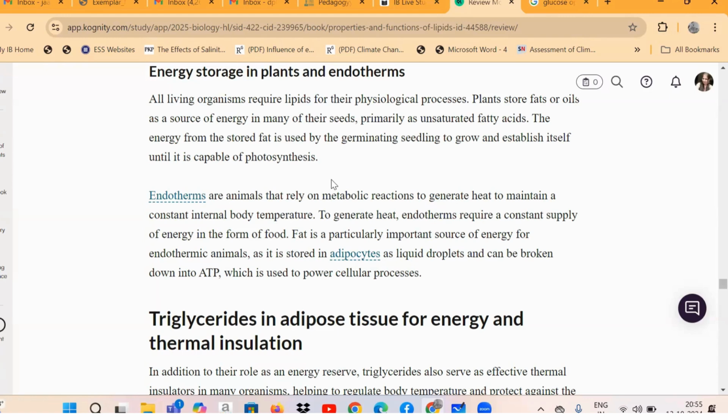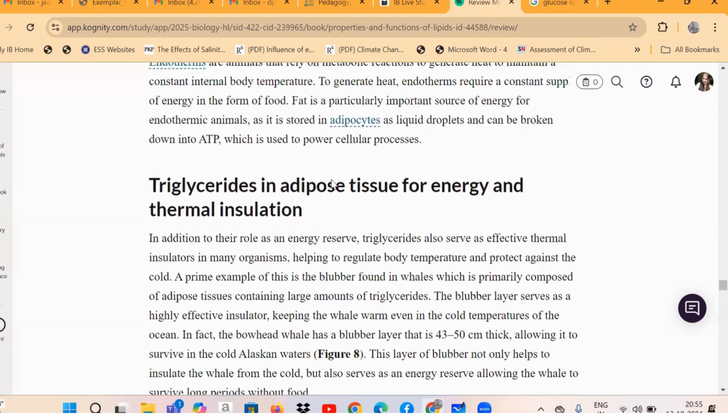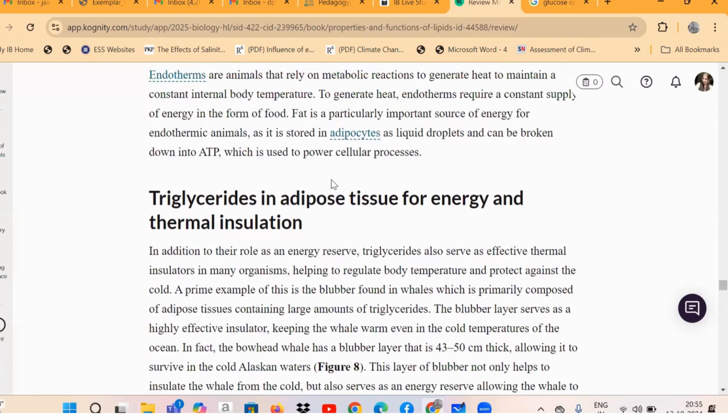So endotherms, mammals, warm-blooded animals, need a constant supply of energy. Their fats are stored in adipose tissue, in adipocytes, as liquid droplets and can be broken down into ATP. They also serve as insulation for endotherms. For example, if you don't eat for ages, your body starts using the fats from your tissues.